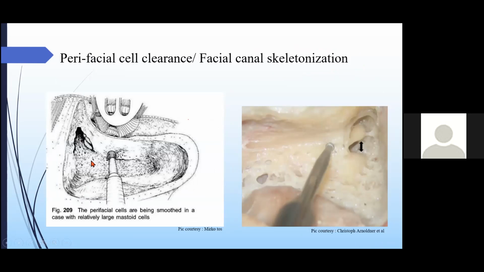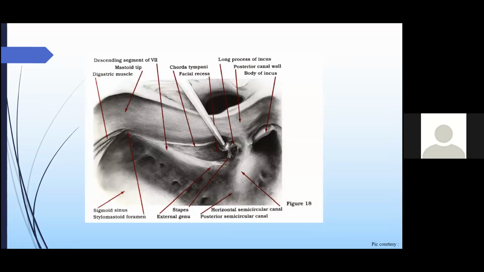routinely the facial nerve is not exposed in any mastoid surgery. Only perifacial cell clearance or skeletonization is done in any mastoid drilling, and one must remember the mastoid segment. The anatomy should be perfect for the mastoid segment, so that we should not inadvertently damage the facial nerve. So before drilling, I want to just review the anatomy of this mastoid part of the facial nerve.